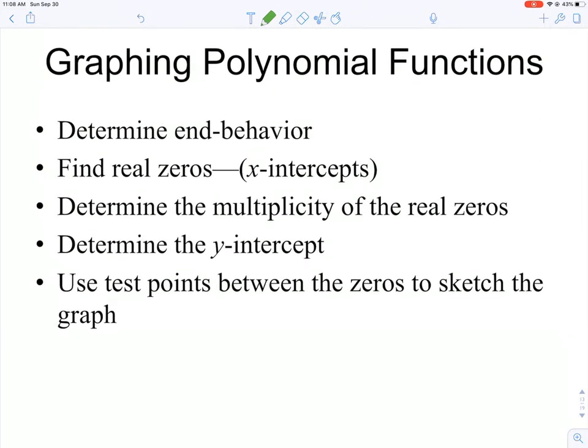So we're going to be sketching the graphs of polynomial functions, and these are the steps that we're going to be following. So we're going to determine the end behavior, and we'll talk about how to do that in a sec. Finding the real zeros, which will correspond to the x-intercepts. Determine the multiplicity of the real zeros, which we'll talk about why we're going to do that in a second. Determine the y-intercept, so you can just set x equal to 0 and solve for y. I used to make them do test points, you can to get a little better picture of what the graph looks like, but I'll explain once we get to our first graph why I am not going to require you to use test points between your x-intercepts.